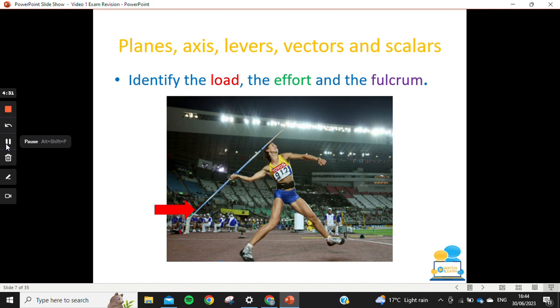So here we go again. We have the load here identified with the red arrow. The effort is the triceps muscle, which is extending the elbow as the javelin thrower follows through on her throw. And the elbow then is the fulcrum, so the pivot point around which the lower arm is moving.